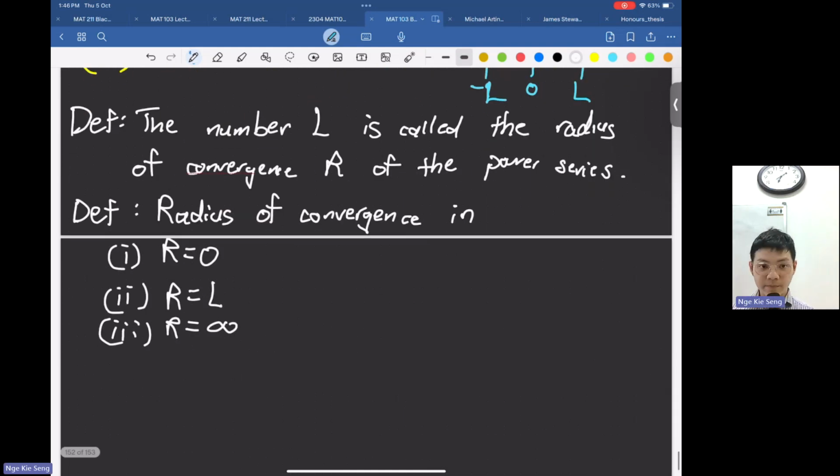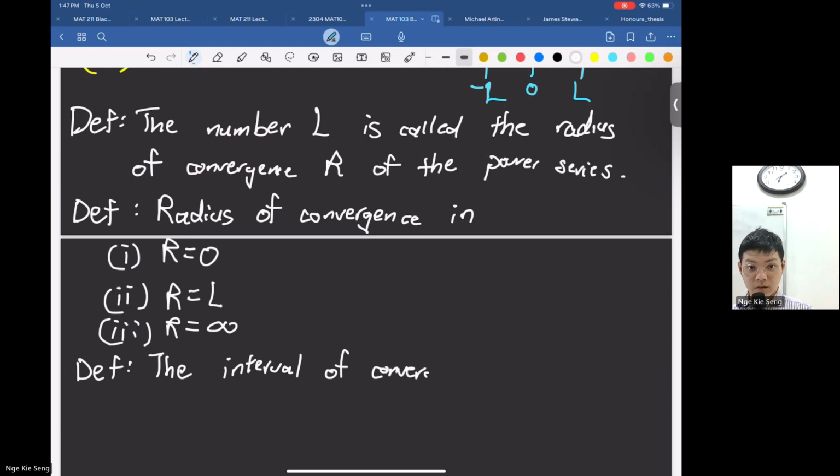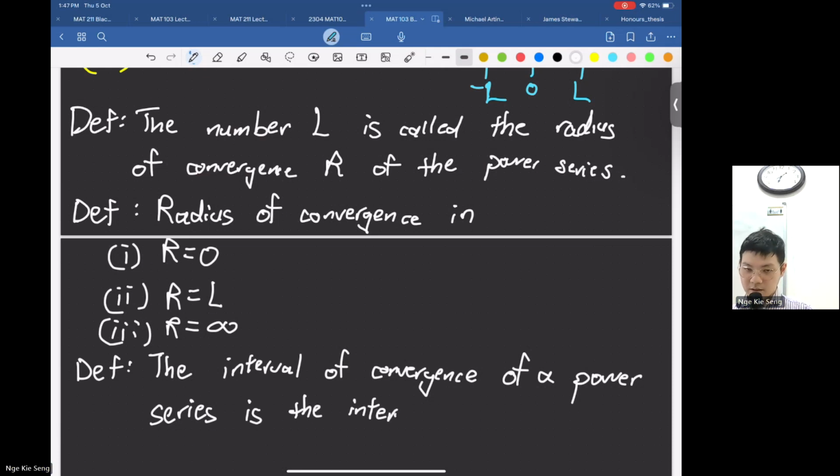Good. Then we will also call the interval when the power series converges the interval of convergence. The interval of convergence of a power series is the interval consisting of all x when the series converges.